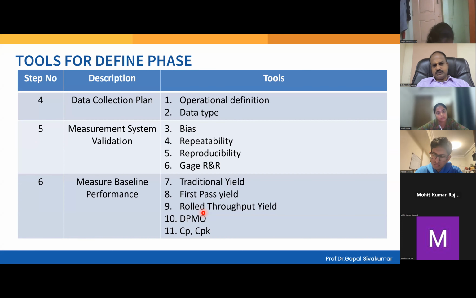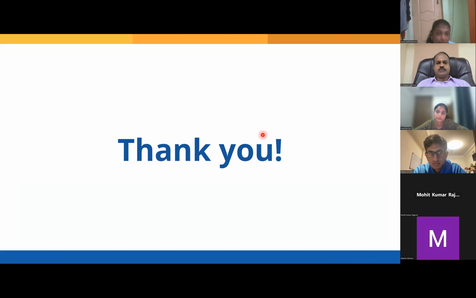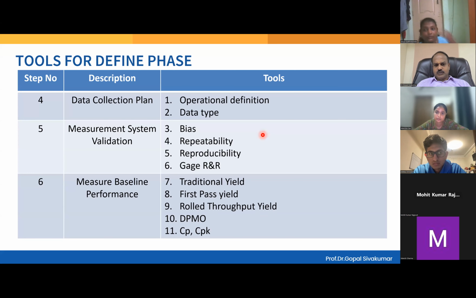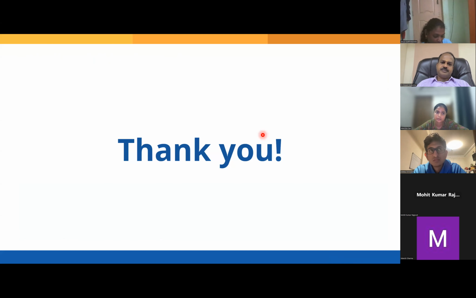And here are the tools. Some of them we are going to master as part of this yellow belt program. Operational definition, data type, and then bias, repeatability, reproducibility, gauge R&R, traditional yield, first pass yield, rolled throughput yield, DPMO, and then CP and CPK. DPMO, we already had an exercise, right? We remember, we already measured it. So these are the tools. We'll speak about them one by one.